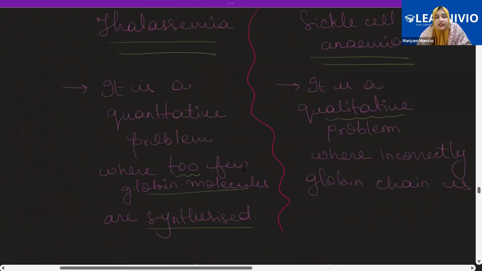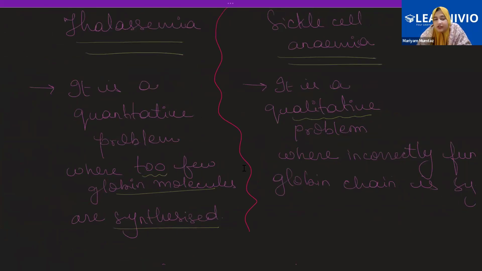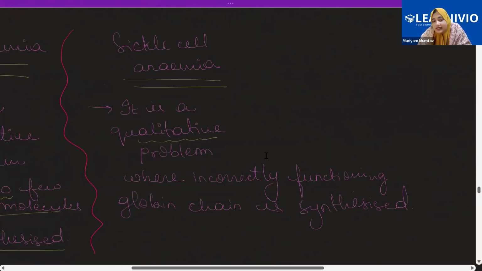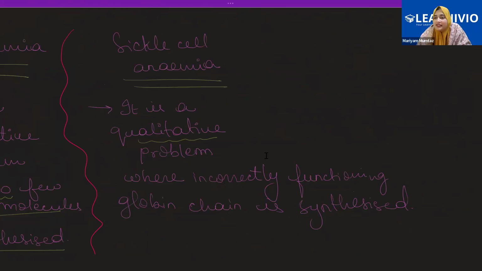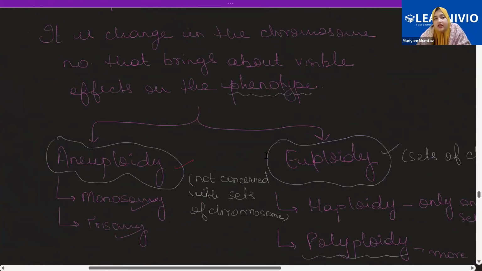So here, thalassemia is a quantitative problem wherein the number of globin molecules is less. Sickle cell anemia is a qualitative problem wherein not the right type of RBCs are found. Right? The RBCs are sickle shaped instead of being the shape that they were supposed to be, that is biconcave.